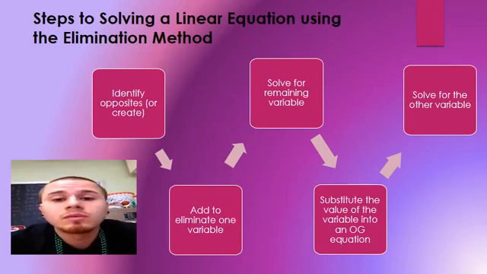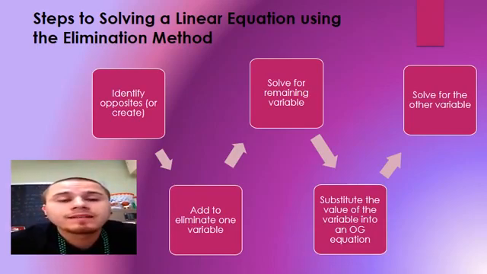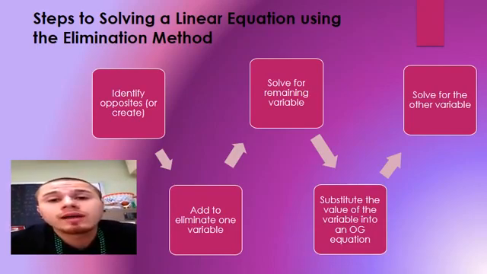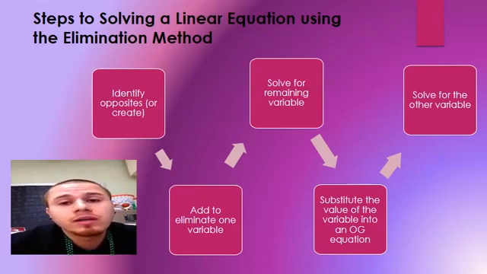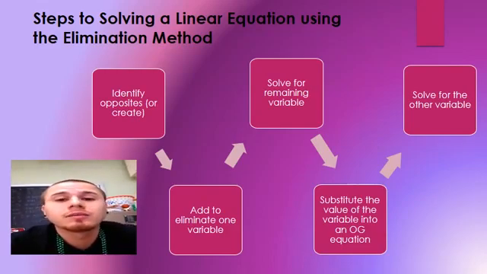Step number 2 is when we add the system. So you add the two equations that you have to cancel out, or eliminate, one of the variables. Step 3 is to take what you got after you added them, your sum of the equations, and solve for the last variable that you have.